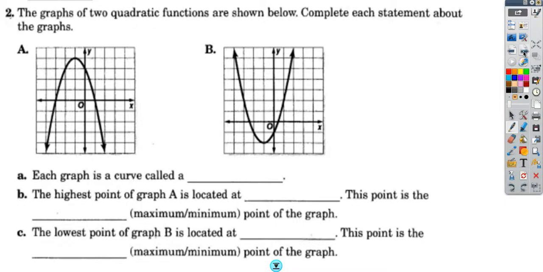The graphs of two quadratic functions are shown below. Complete each statement about the graphs. For part A down here, each graph of a curve is called a parabola.